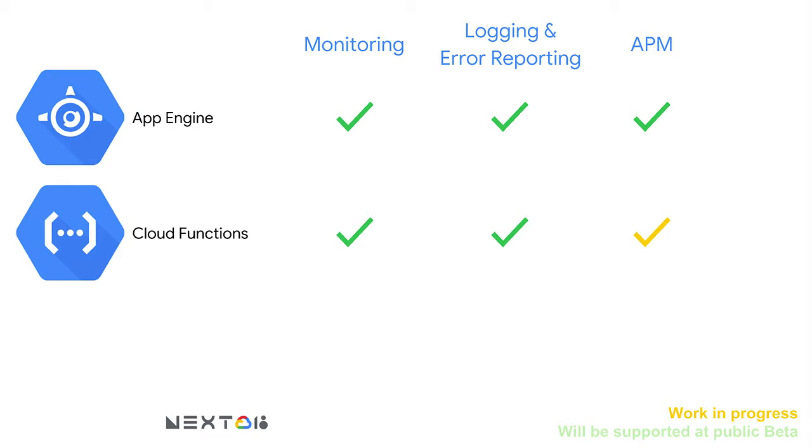Cloud Functions: monitoring, logging, error reporting work, no question. The APM tools also work. But some of the libraries and instrumentation need to be optimized for the function world. So I definitely encourage people to try it out, and it may or may not be ready for production depending on your app, your functions.